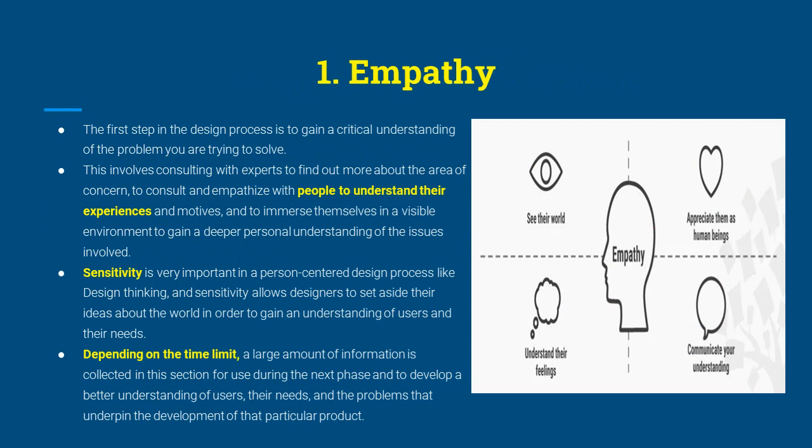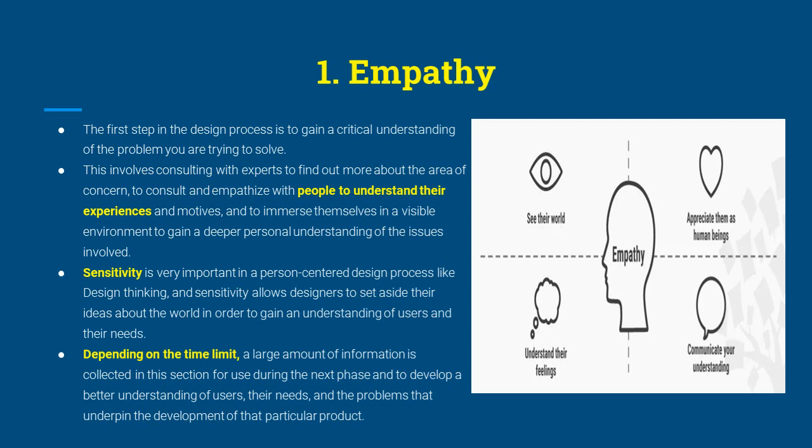The first stage in design thinking is called empathy. The first step in the design process is to gain a critical understanding of the problem that you are trying to solve. Unless you understand the problem, you cannot solve it, so it's a very critical step. This involves consulting with experts to find out more about the area of concern, to consult and empathize with people, understand their experiences and motives, and to immerse yourself in the physical environment to gain a deeper personal understanding of the issues. For example, if you are trying to solve the problems in an ATM, then you should visit the ATM, sit there, look at the customers who are withdrawing money and then understand. Similarly, if you are trying to solve a problem of a driver in BRTS, then you'll be traveling with him and trying to understand the problem.